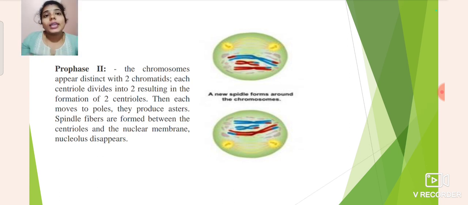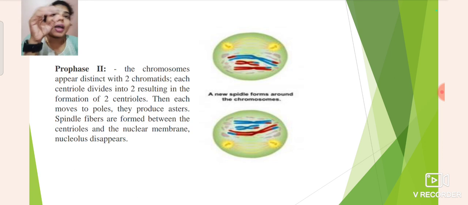In prophase 2, the chromosomes appear distinct with two chromatids and are very thin. Then the nuclear membrane will be formed, then the nucleolus will be formed. This leads to the formation of metaphase 2. All the chromosomes will move towards the equator region. Then the spindle fibers will be formed. At the end of prophase 2, the spindle fibers are formed, the nuclear membrane disappears, and then the nucleolus disappears. So this is prophase 2.